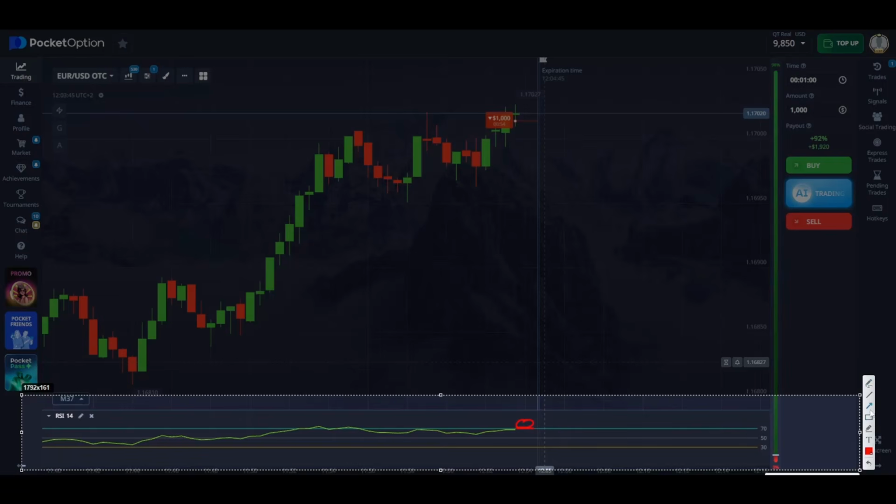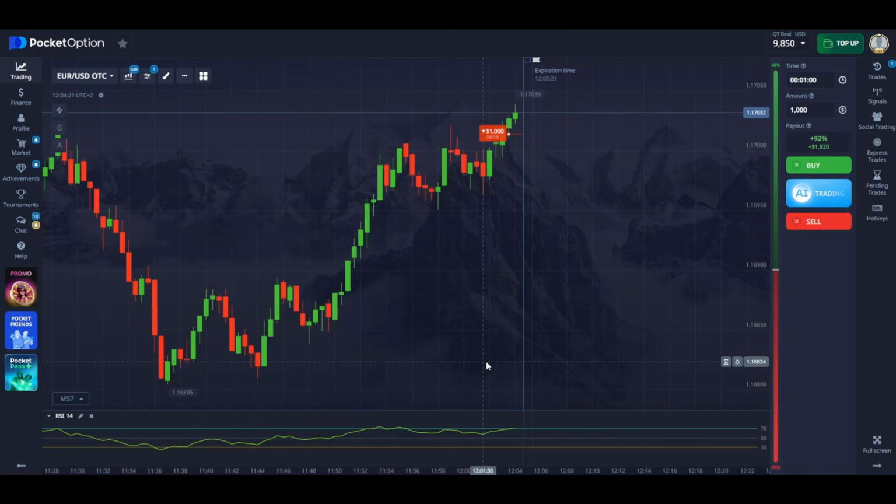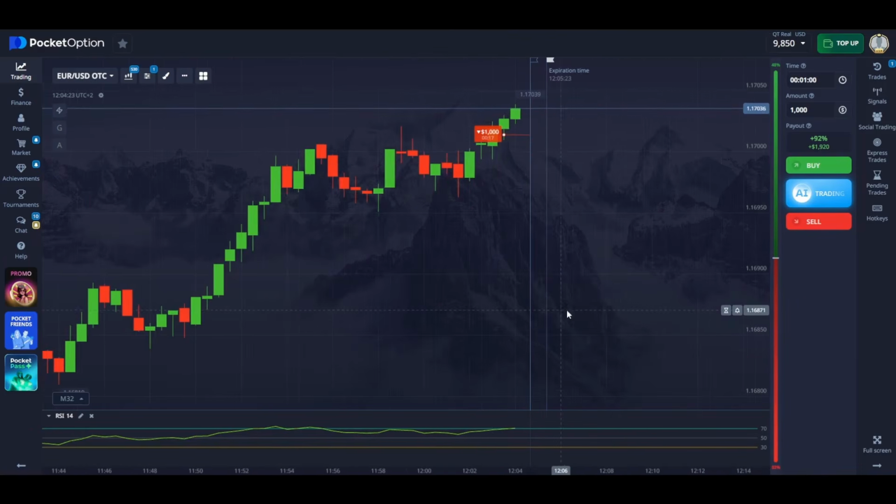You should open a trade to go down. If the price is in the 30 zone or below it, you open a trade to go up. It's all very easy and straightforward. We work based on overbought and oversold price levels. So you open trades either up or down depending on where the price is right now.